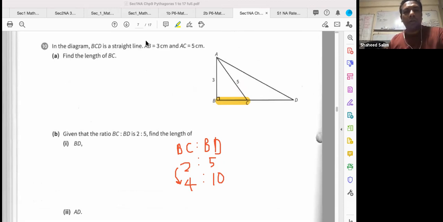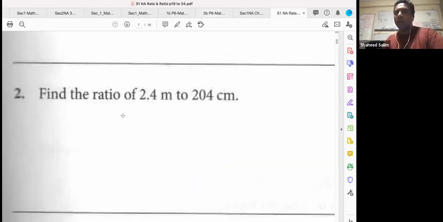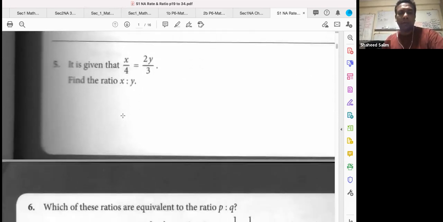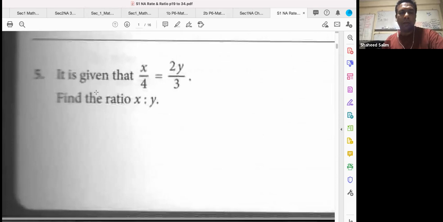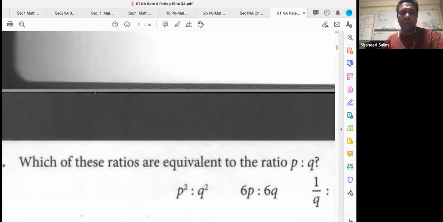But let us go back to ratio, not rate. We go back to ratio, and then we finish the ratio lesson. Okay, let's see now. Okay, hold on now. We move on.